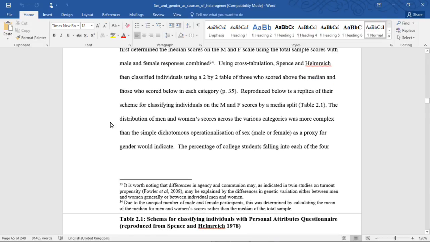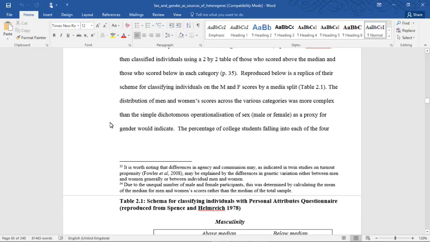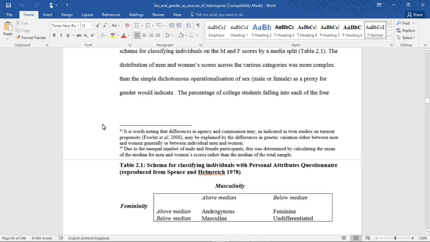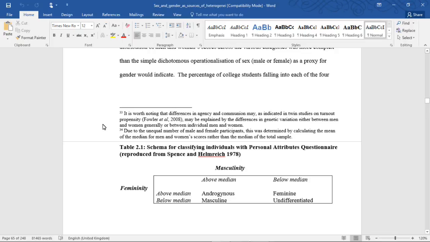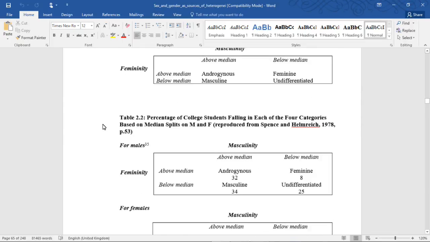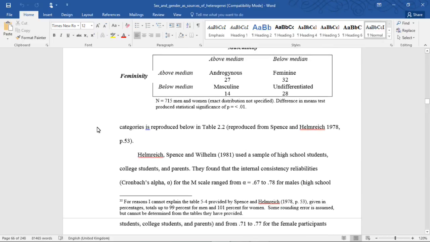Reproduced below is a replica of their schema for classifying individuals on the M and F scores by a median split. This distribution of men and women's scores across the various categories was more complex than the simple dichotomous operationalization of sex, male or female, as a proxy for gender would indicate. The percentage of college students falling into each of the four categories is reproduced below in Table 2.2, reproduced from Spence and Helmreich.